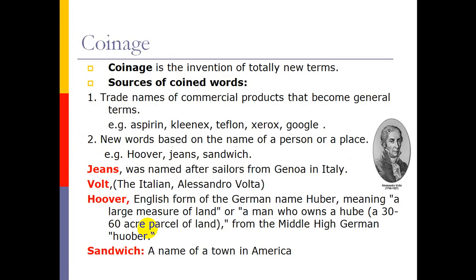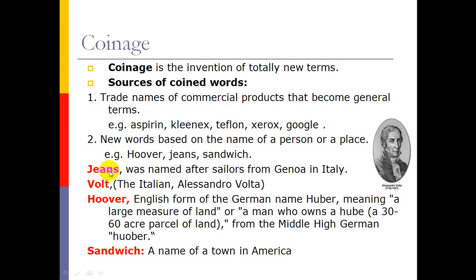Okay, coinage. What is coinage? Coinage is the invention of totally new terms. What are the sources of coined words? We have many different sources, but today, inshallah, we are going to focus on two. Sources of coined words: trade names of commercial products that become general terms, like aspirin, Kleenex, Teflon, Xerox, Google. Another source: new words based on the name of a person or a place. For example, Hoover, jeans, sandwich.